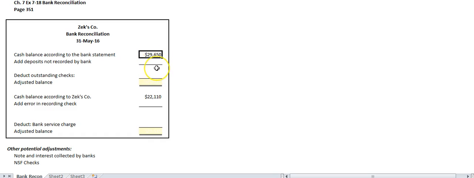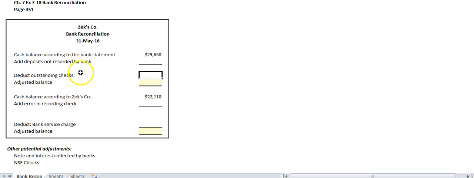For example, let's say that we sent out a deposit on May 30th, very late at night. Well, then it would be understandable that by May 31st, the bank has not recorded it as a deposit yet. So it would be included in this line, deposits not recorded by bank. And that happens all the time, right? Outstanding checks. If we write out a check very late in the month, well, perhaps the bank hasn't cashed it yet. And so we would adjust it here.